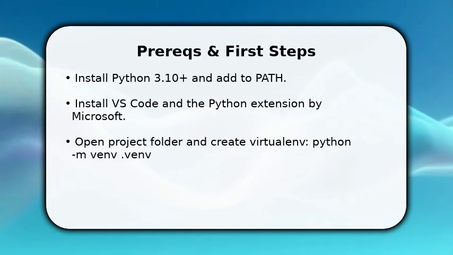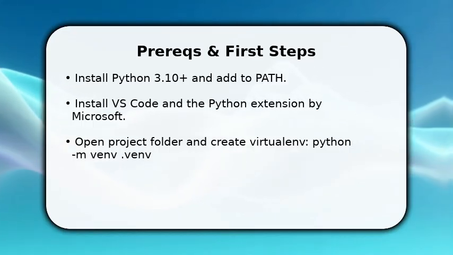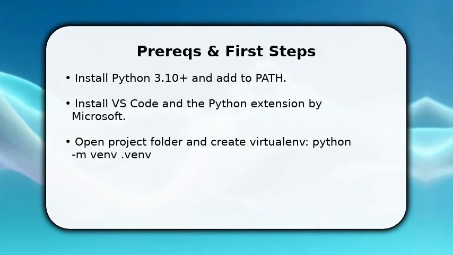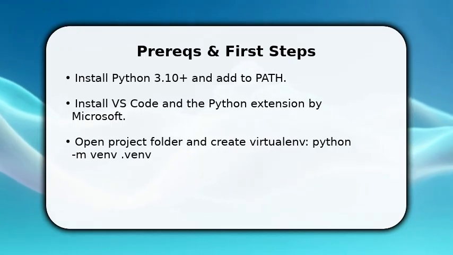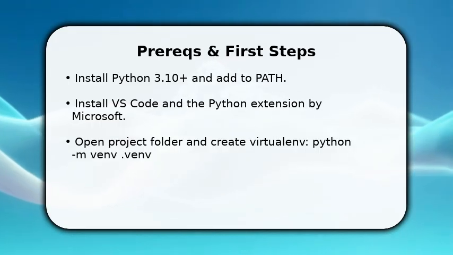You begin by ensuring Python 3.10 or newer is installed and on your path so VS Code detects it. Once done, install Visual Studio Code and the official Python extension. Make a project folder and create a virtual environment with python -m venv, then activate it in your shell so dependencies stay isolated.